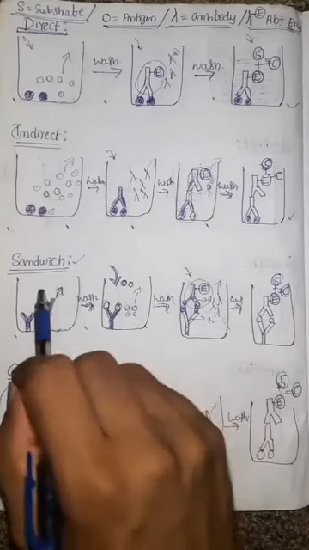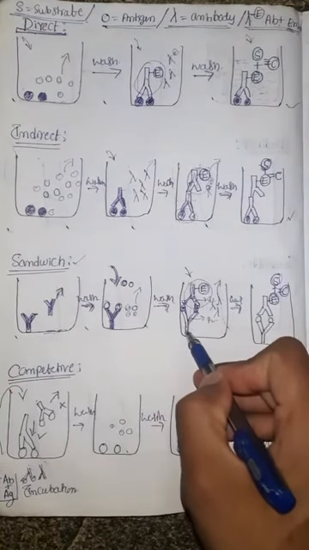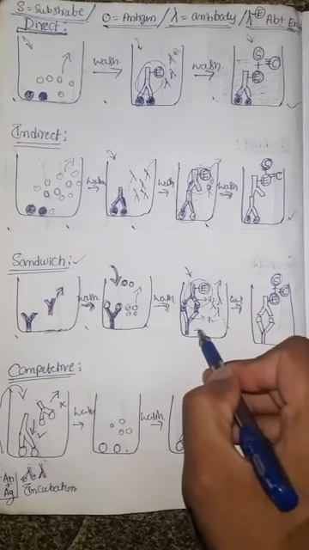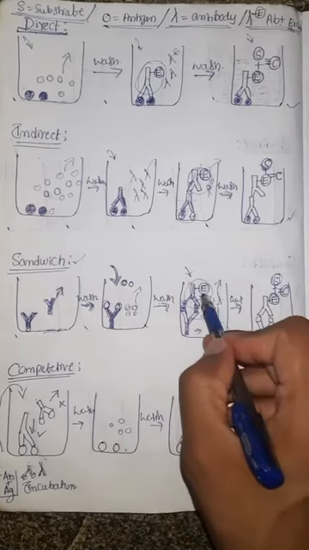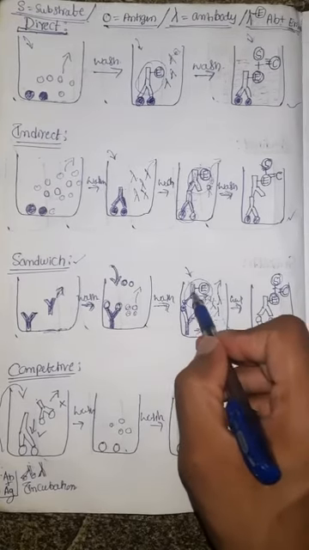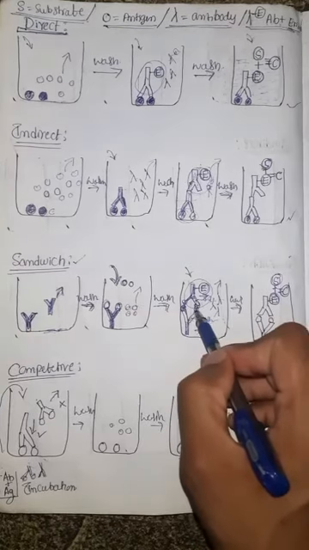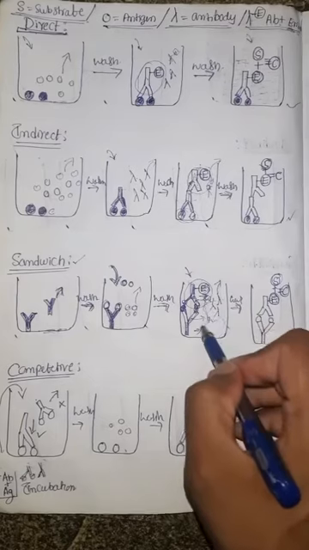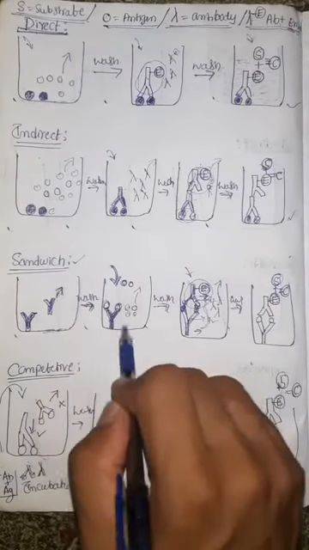And why we are calling it sandwich means, here first we are using the primary antibody that is placed on the lower side, and the secondary antibody is placed on the upper side. In between these two antibodies the antigen is present, so that it appears like a sandwich model. That's why we are calling it the sandwich type of ELISA test.